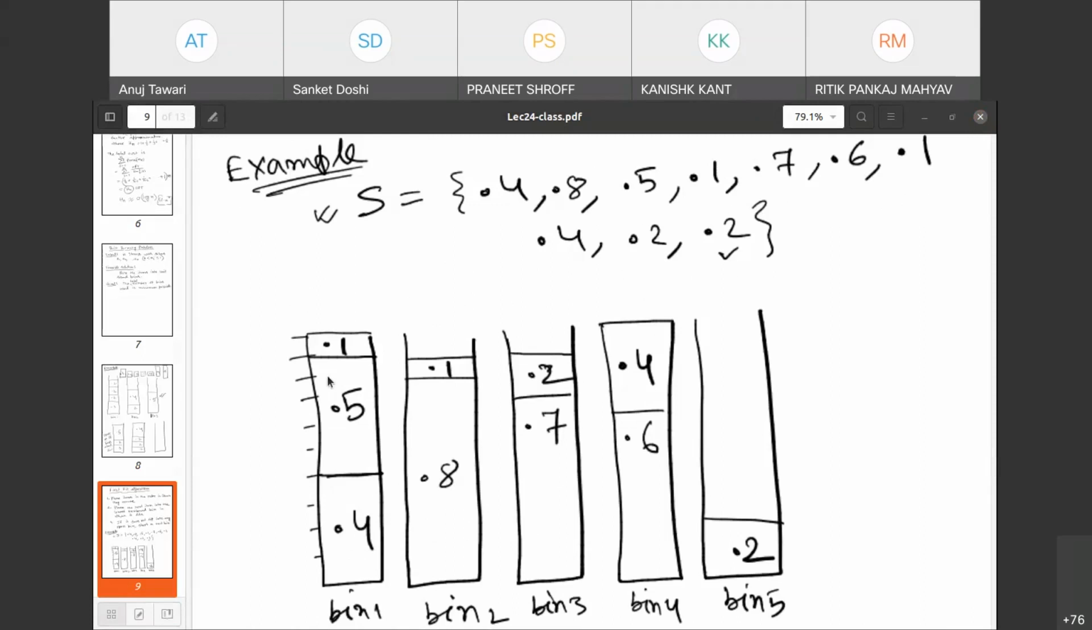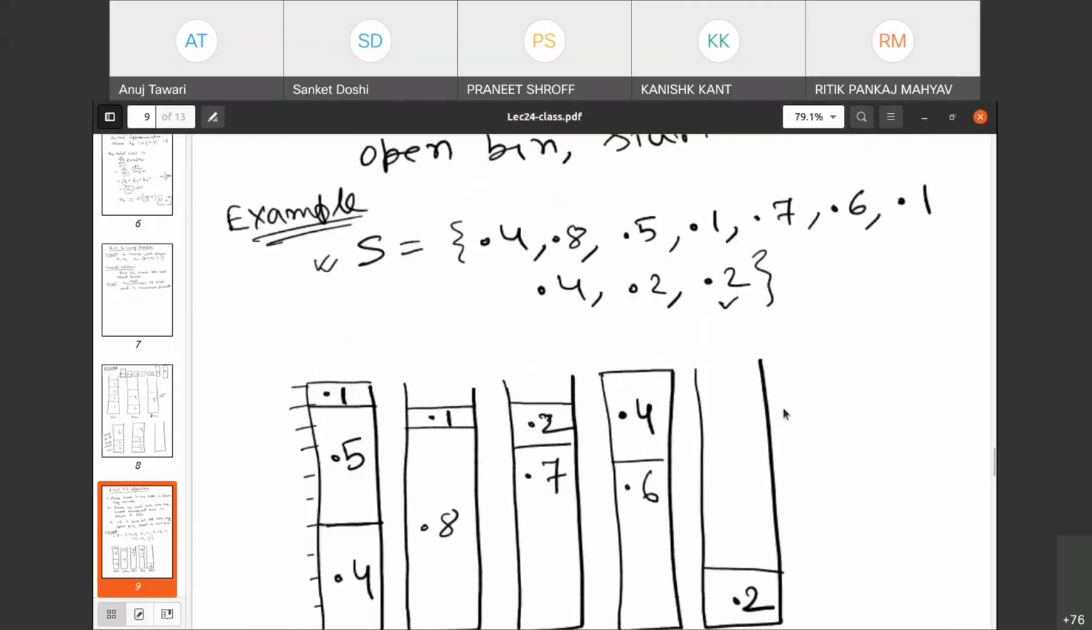Okay, I'll stop here. We will analyze what approximation ratio it has in the next class. Any questions about this algorithm?